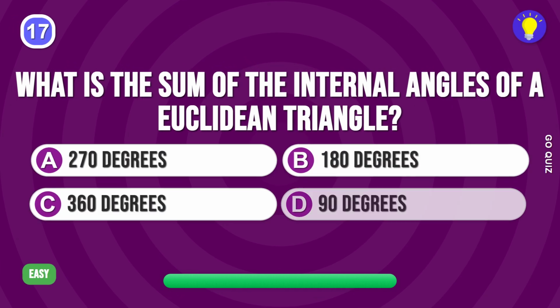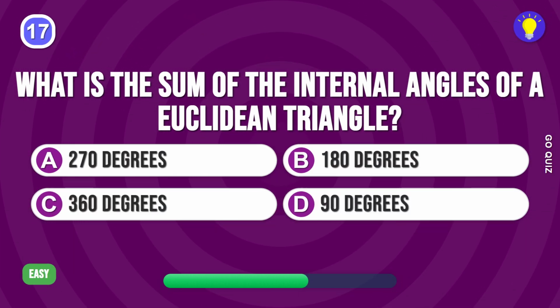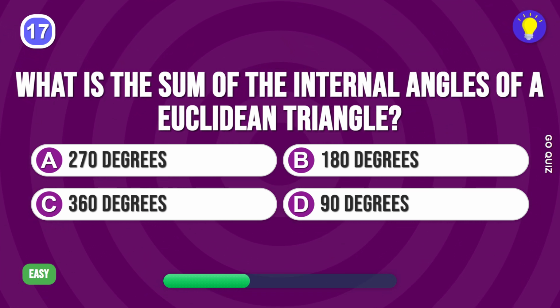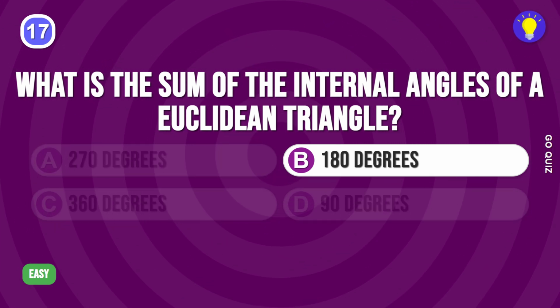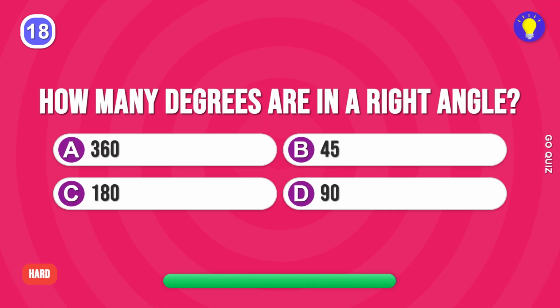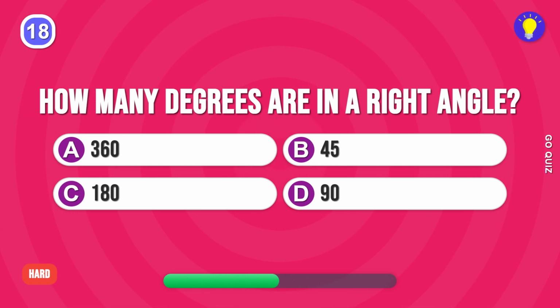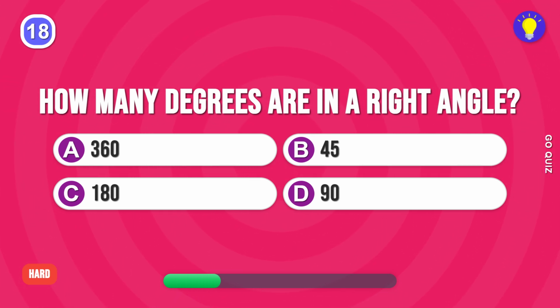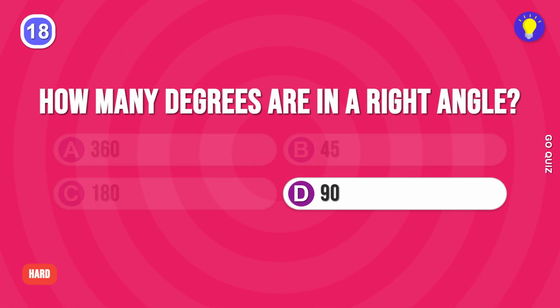What is the sum of the internal angles of a Euclidean triangle? A Euclidean triangle's angles sum to 180 degrees. How many degrees are in a right angle? A right angle measures exactly 90 degrees.